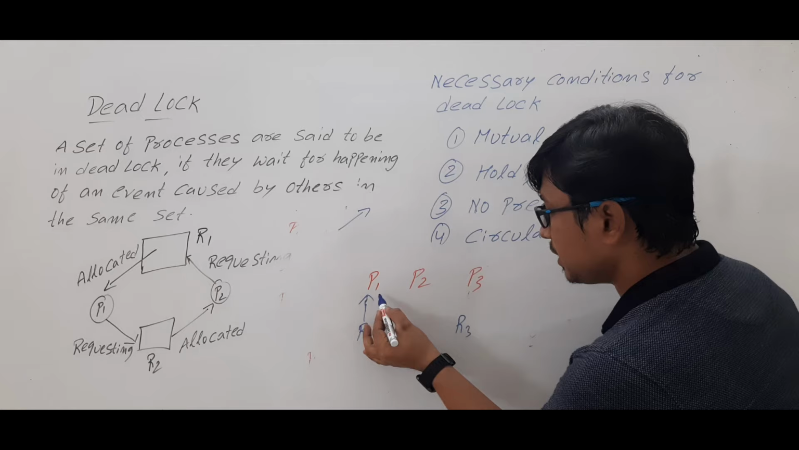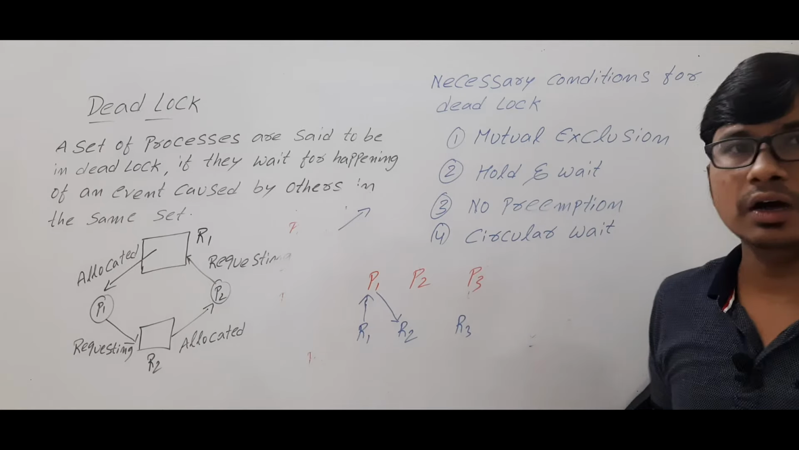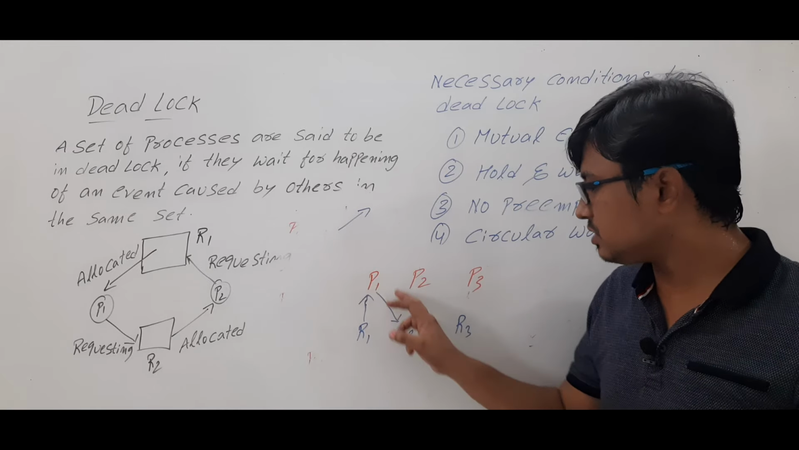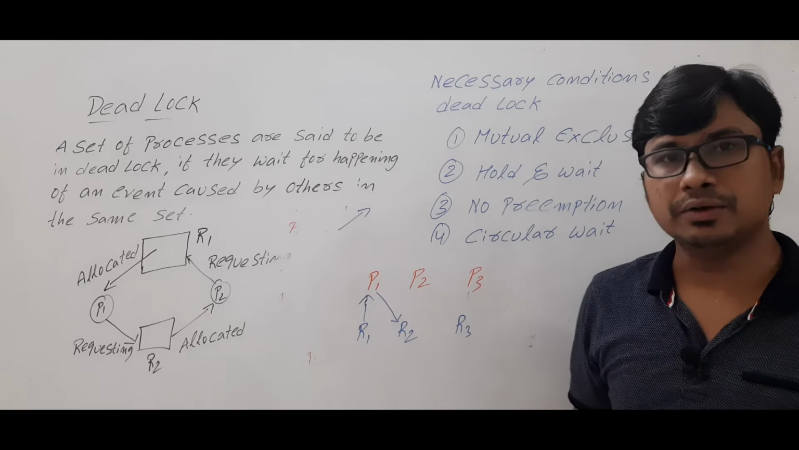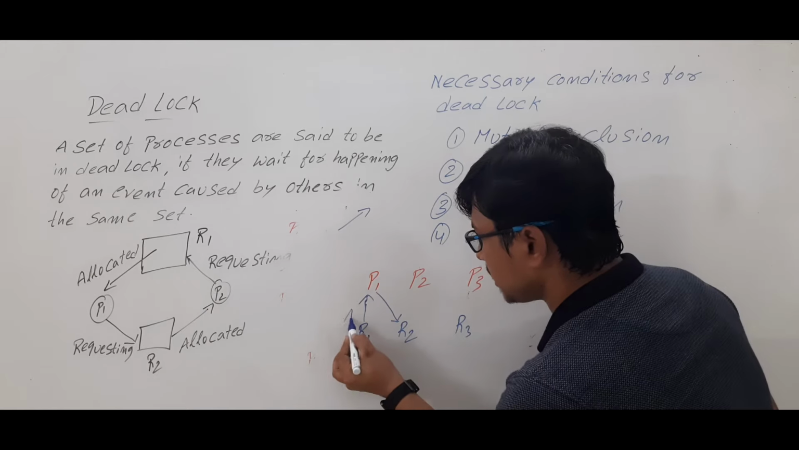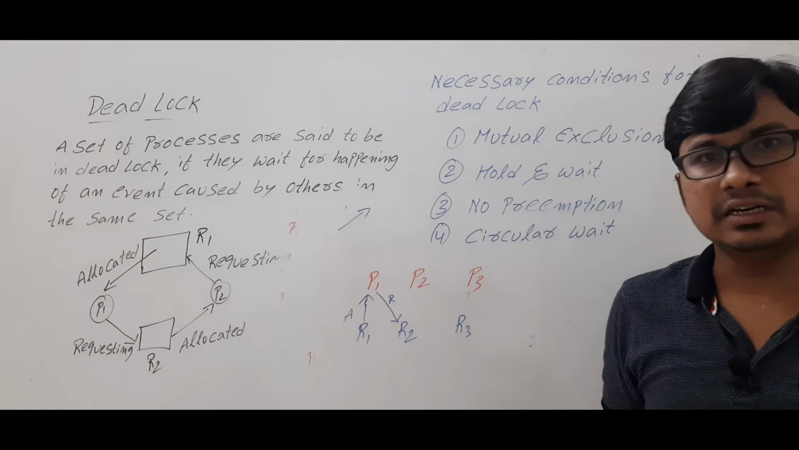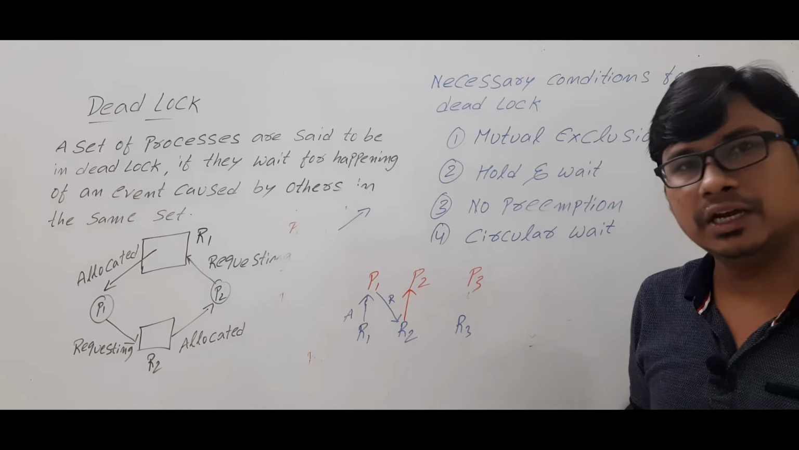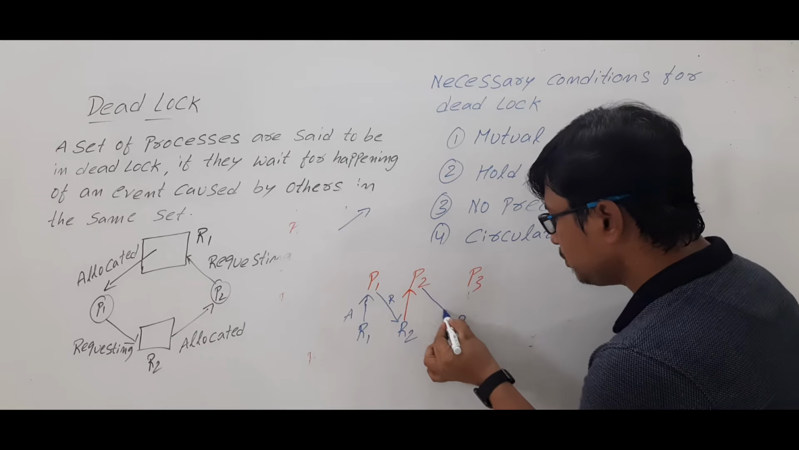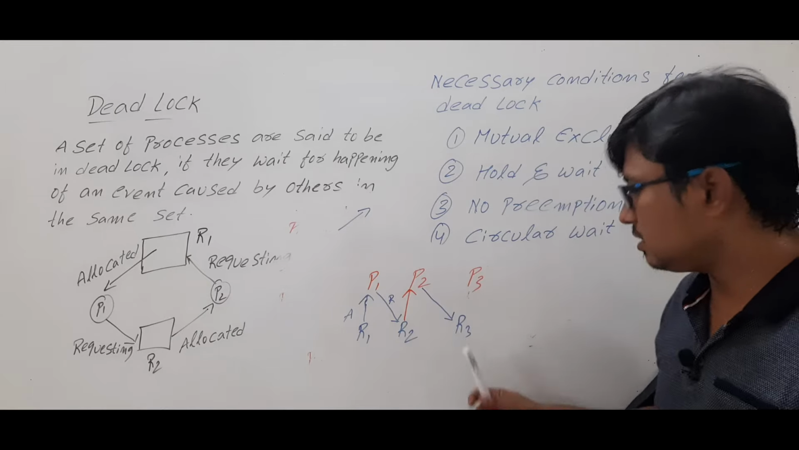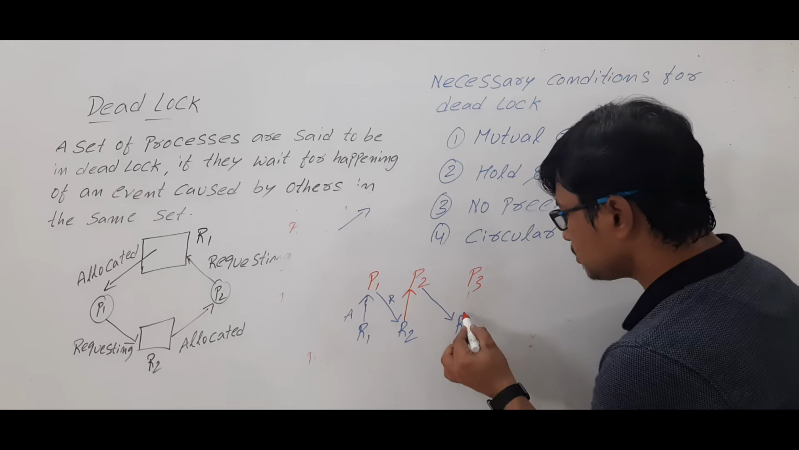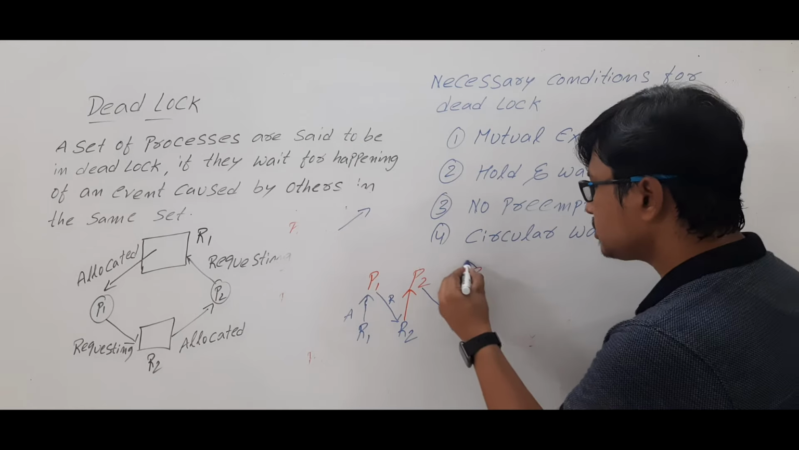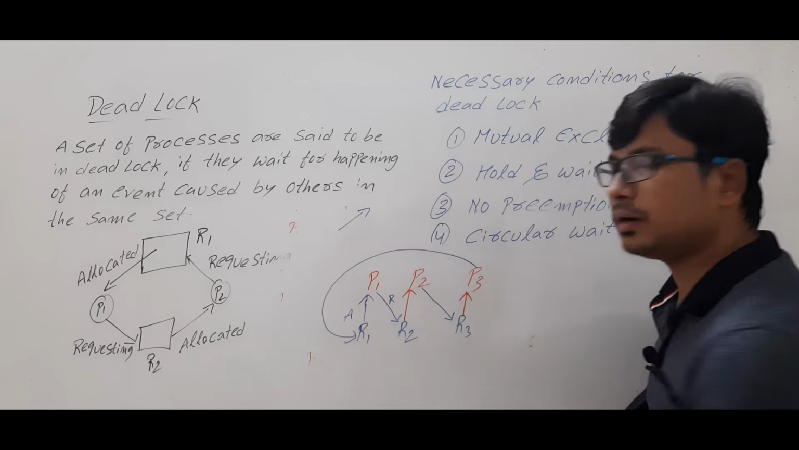Now process P1 is requesting the resource R2. Whenever there is an arrow towards the particular resource, the meaning is that the process is requesting the resource R2. Is it clear? So this one is allocated and this is requesting. Are you able to understand? Similarly, the resource R2 has been allocated to the process P2. Now process P2 wants to complete the task, then it needs the resource R3. Similarly, the resource R3 has been allocated to the process P3. Now process P3 wants the resource R1 to complete its task.